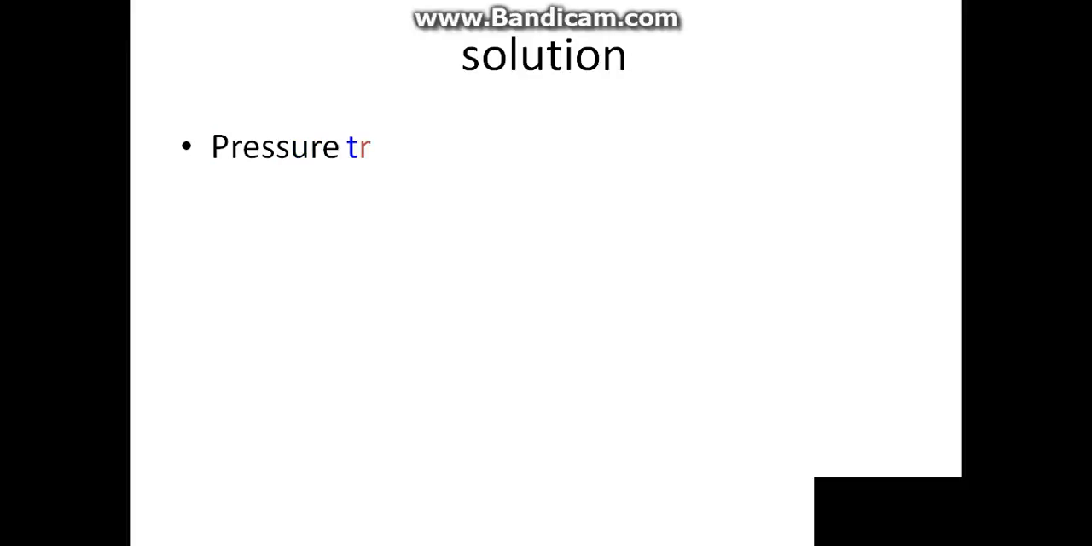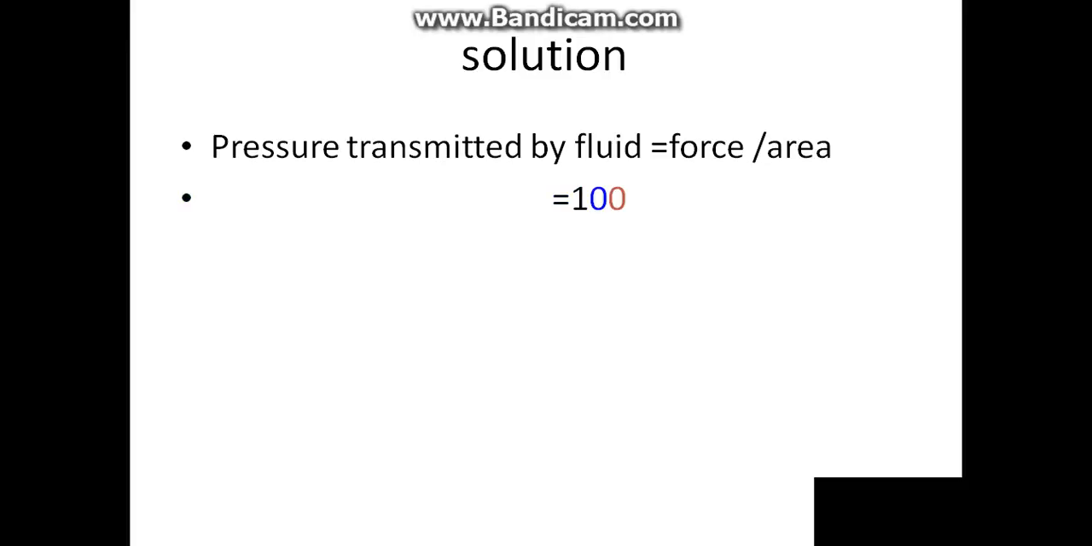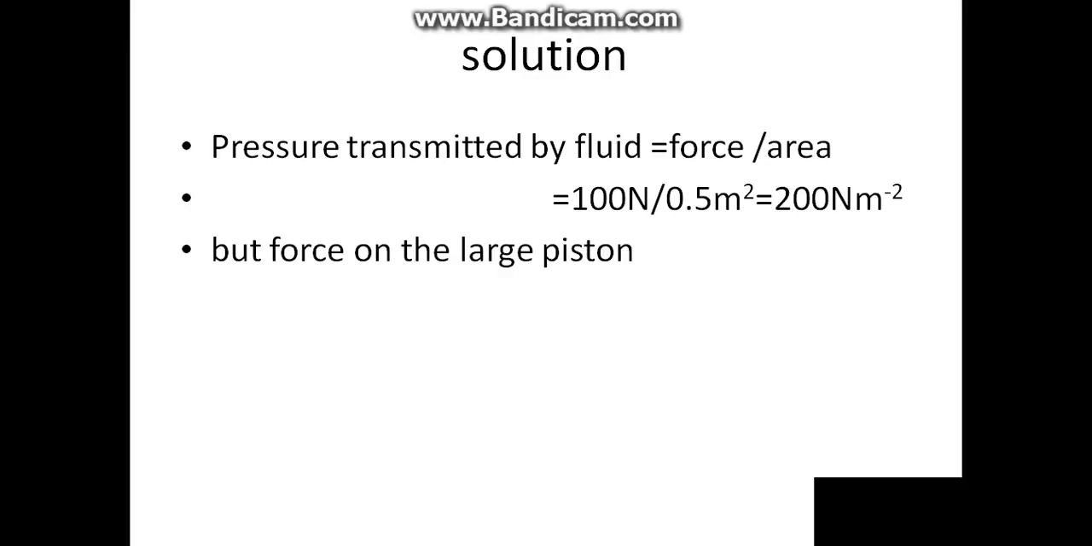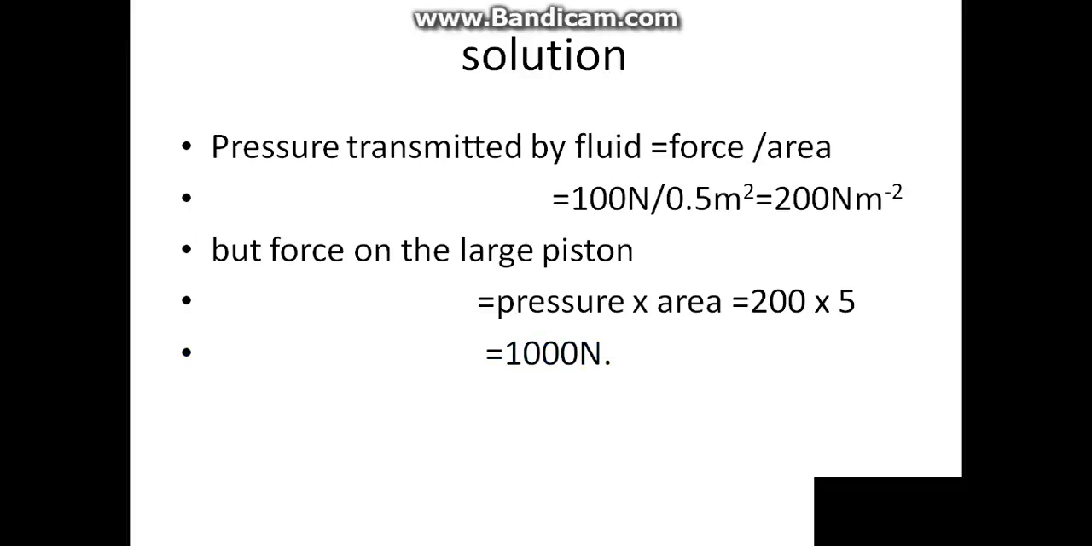Solution. Pressure transmitted by fluid equals force over area, which equals 100 Newton over 0.5 square meters, which equals 200 Newtons per square meter. But the force on the large piston equals pressure times area, which equals 200 times 5, which will give us 1000 Newton.